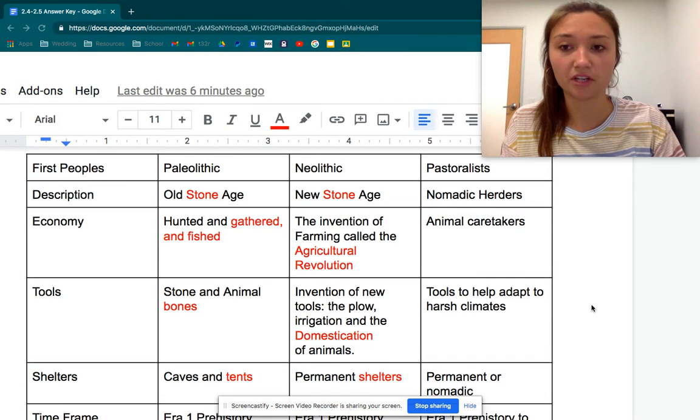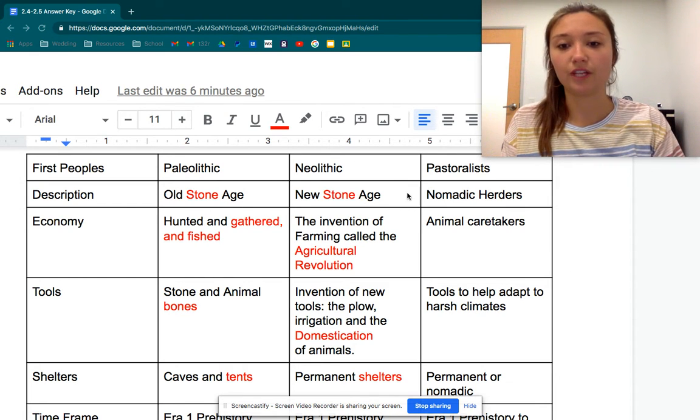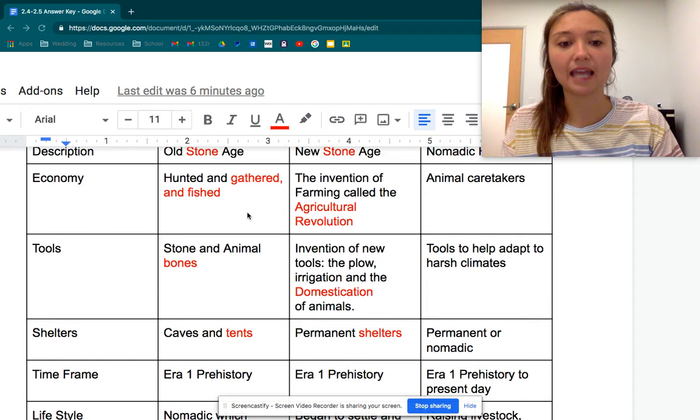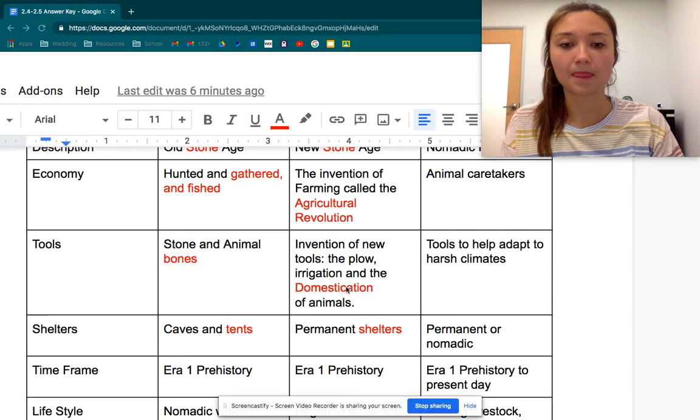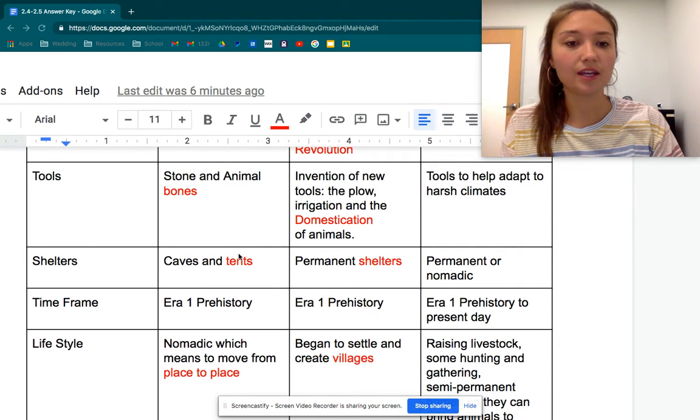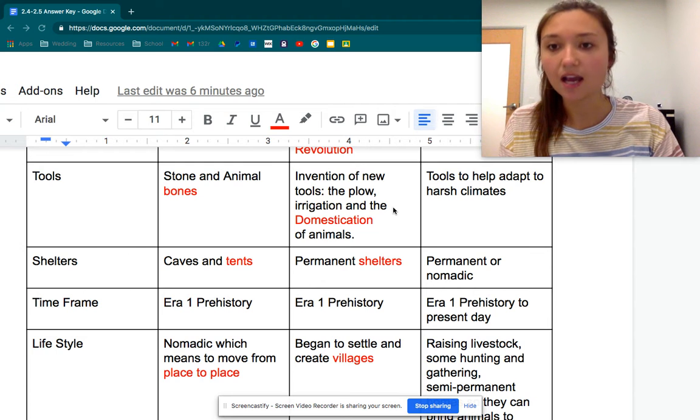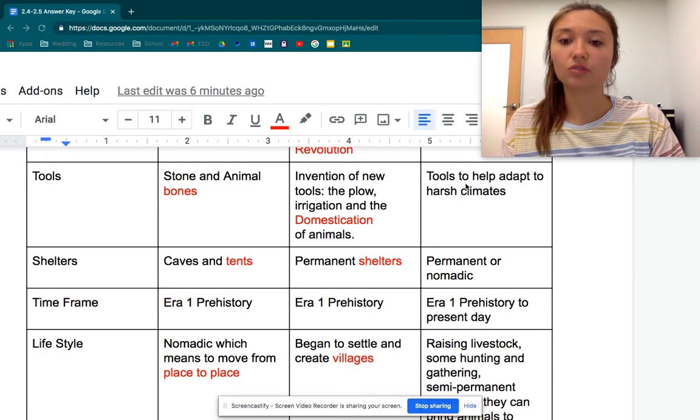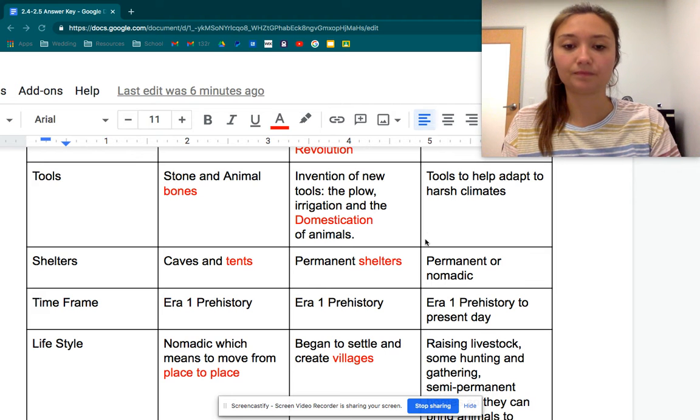All right, pretty good. Description. Paleolithic was the Old Stone Age, Neolithic was the New Stone Age. Pastoralists, nomadic herders. The economy, Paleolithic, hunted and gathered and fished. And then Neolithic, the invention of farming called the agricultural revolution. And pastoralists were animal caretakers. Tools. For Paleolithic, stone and animal bones. For Neolithic, invention of new tools, the plow, irrigation, and the domestication of animals. Pastoralist tools to help adapt to harsh climates.